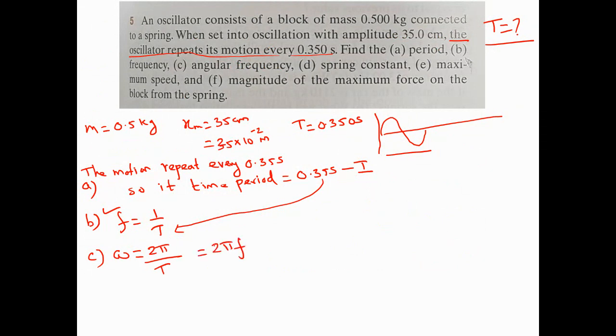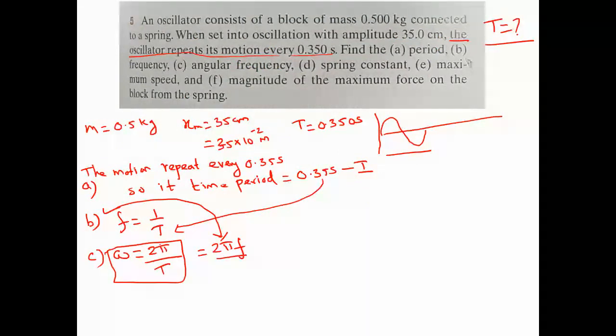Both are right. If you write this formula, you have to take the frequency answer and substitute here. Clear? Or if you want to use this formula, take the time period and substitute here. You will get the same answer. Understand? Okay. What is the answer for the third one? Sorry, the fourth one. Finding the spring constant.